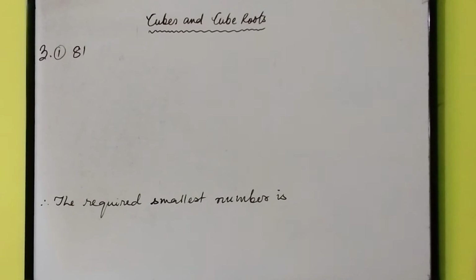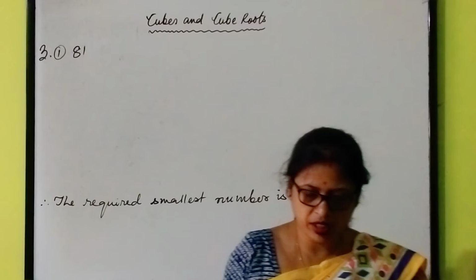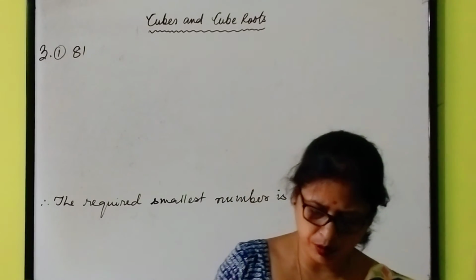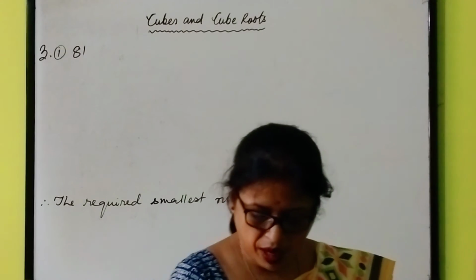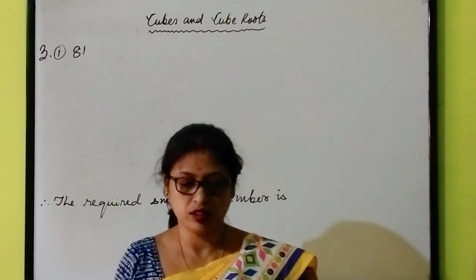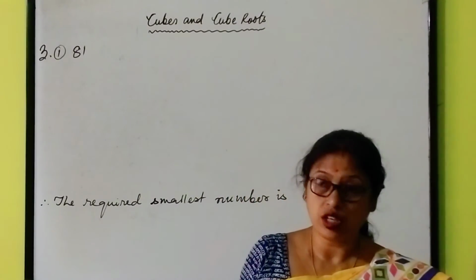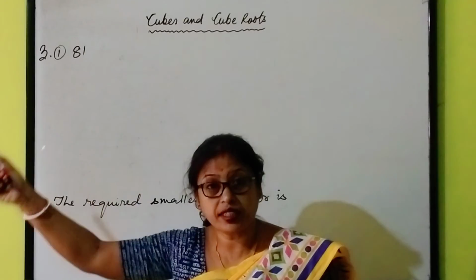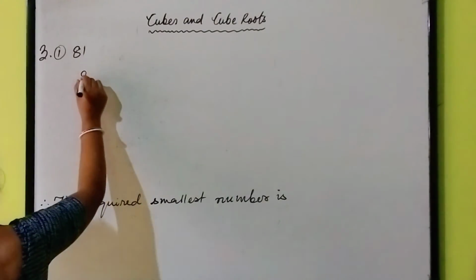Okay, now see, next question. Question number 3. Questions 1, 2 and 3 are there in your syllabus. Find the smallest number by which each of the following numbers must be divided to obtain a perfect cube. You have to divide it. You have to find out the smallest number by which 81 must be divided to make it a perfect cube. Same thing. Let us go for factorization.